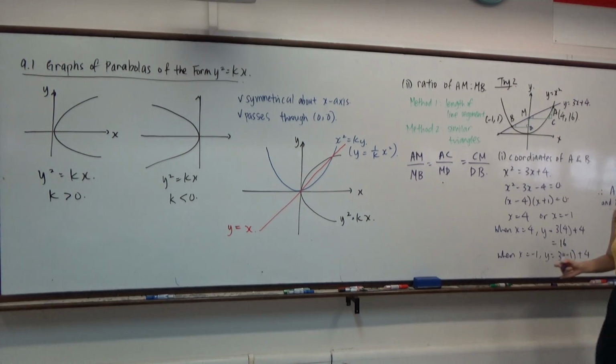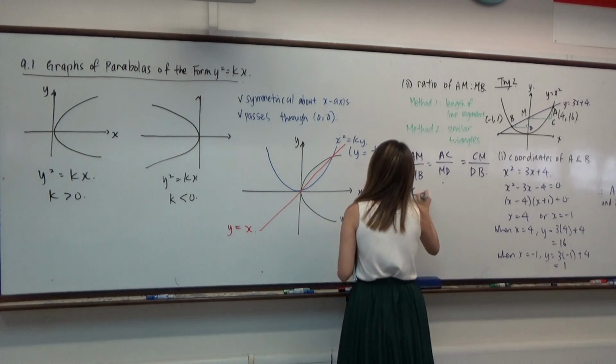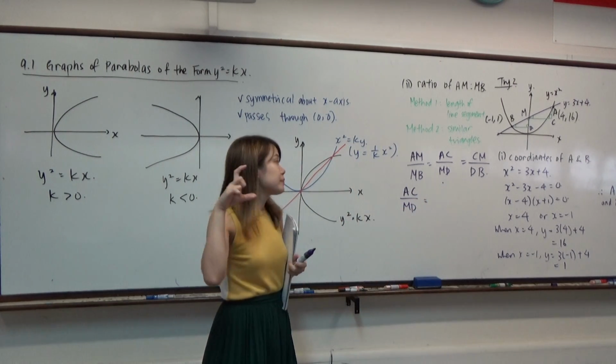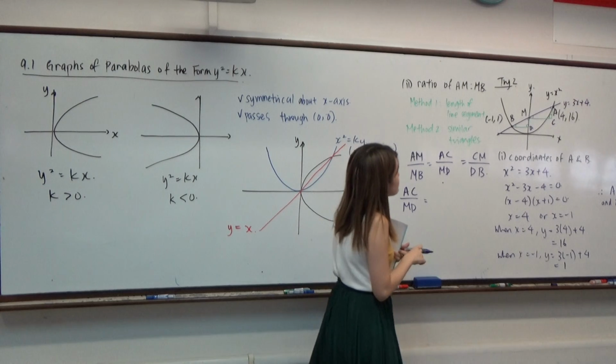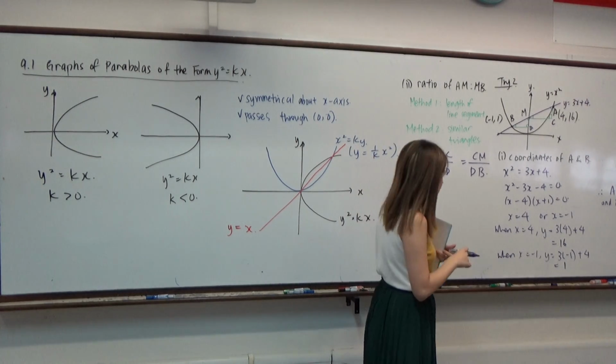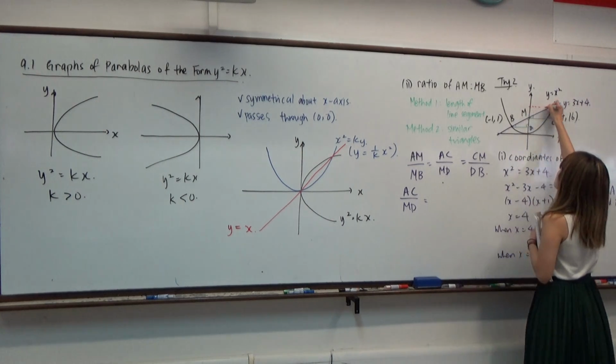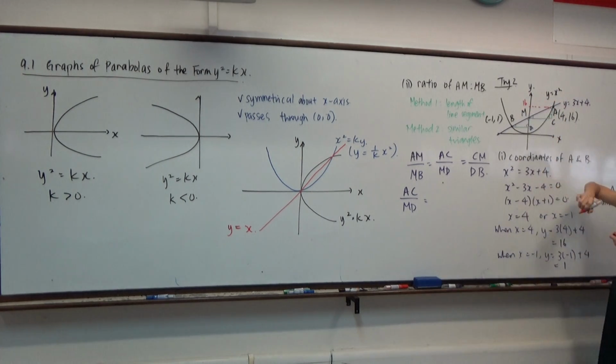Because if I were to find AC over MD, which is the vertical heights, A has the coordinates of 4, 16, so this will actually be 16 over here. And after that we also need to find CM and DB. Because you just got 16 and 1. CM, then DB. 1 and 16. Divided by the 4 and 5. Oh, okay, okay.